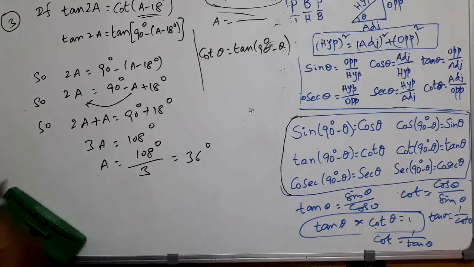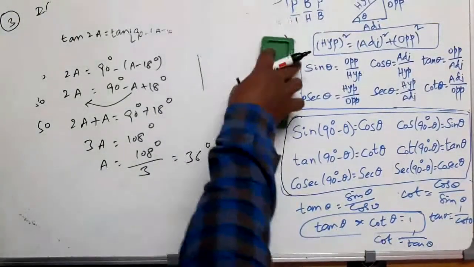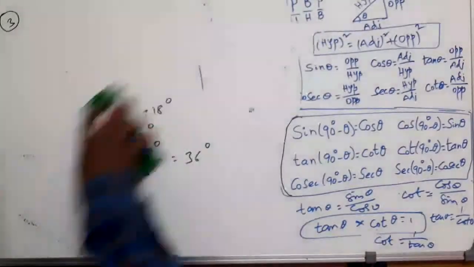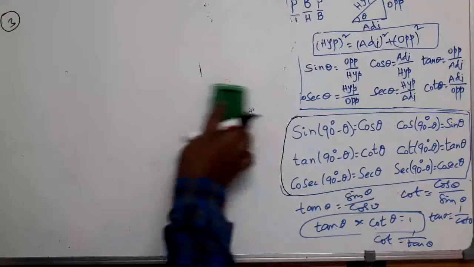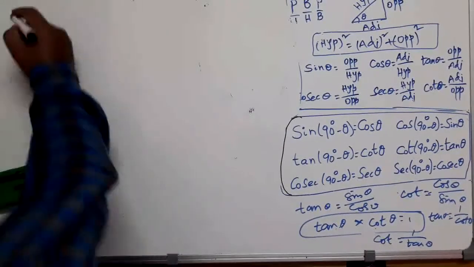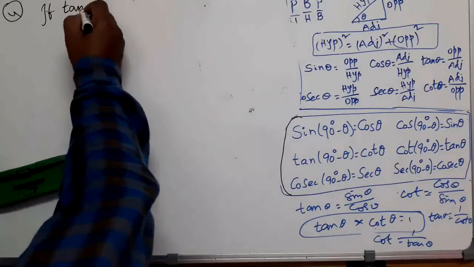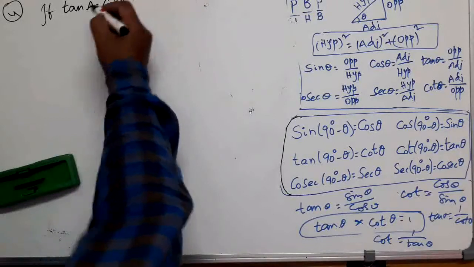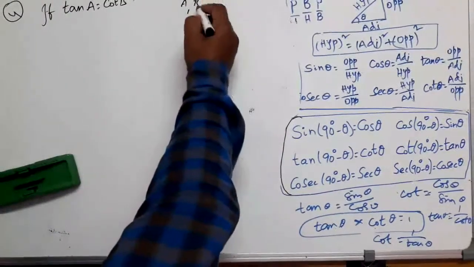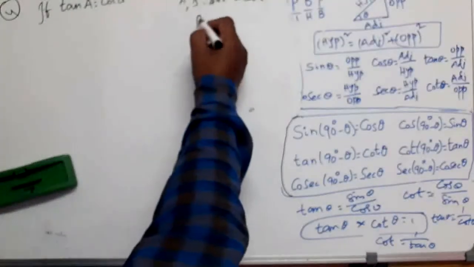Let us see next, question number 4. If tan A is equal to cot B, where A and B are acute, of course A and B are acute is mentioned, prove that A plus B is equal to 90 degrees. That is the question. This is given.